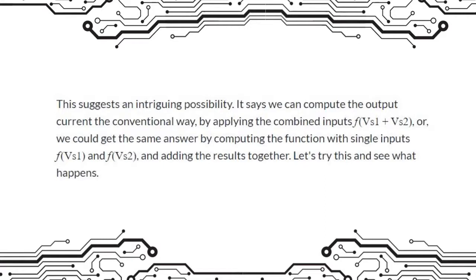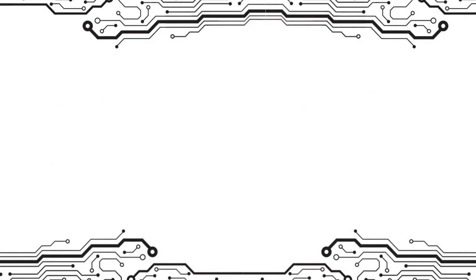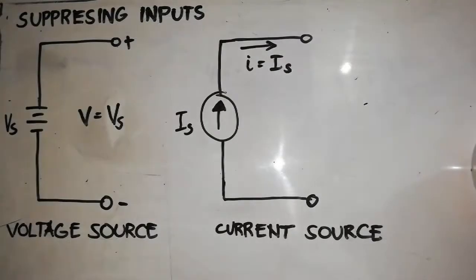It says that we can compute the output current the conventional way by applying the combined inputs to the function of V sub S1 plus V sub S2, or we can get the same answer by computing the function with single inputs, function of V sub S1 and function of V sub S2, and adding the results together. To apply superposition, we need to apply the inputs one at a time. That means we have to turn off all inputs except for one. When we turn off an input, we say it is suppressed.